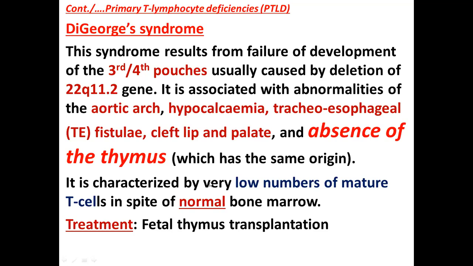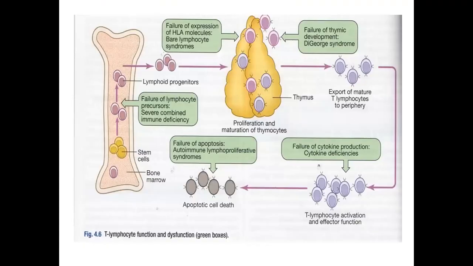It is characterized by a very low number of mature T cells in spite of normal bone marrow. Bone marrow is normal, but there is no thymus here. The treatment is transplantation of fetal thymus. From an aborted fetus, they take the thymus and transplant it. It is a successful operation. Again, the T cell function and dysfunction, bone marrow stem cell.